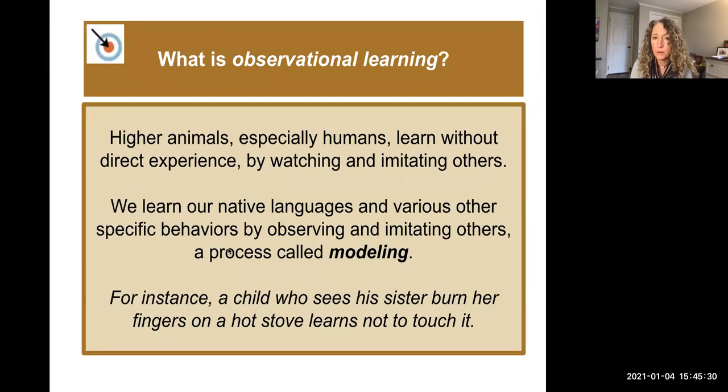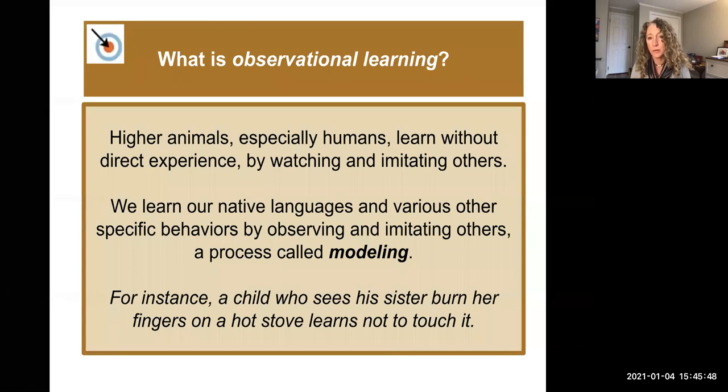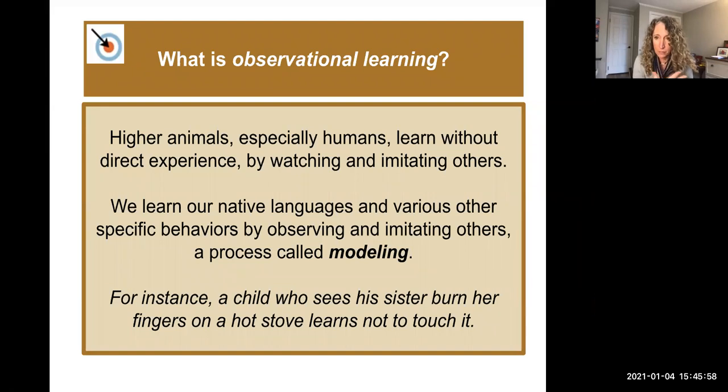So what is observational learning? Observational learning is learning by direct experience, by watching, and the key word here is imitating others. We call the actual process itself modeling. So if a child sees a sister burn her fingers on a hot stove, watches it occur, ouch, they are going to hopefully learn through that modeling of the behavior and seeing the obvious signs of pain that they will not do it themselves.